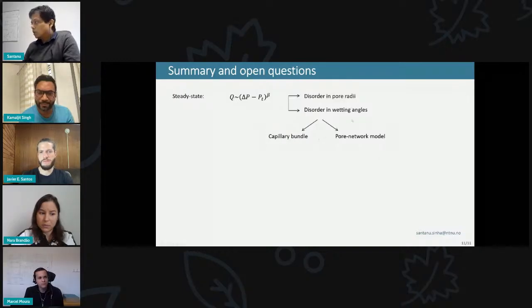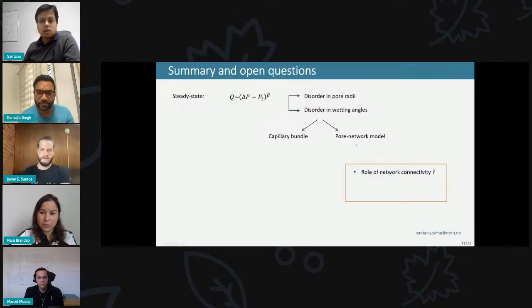And when we have a pore network, when the links interact with each other, we get a continuous variation from 1.5 to 2. And that brings up the question: what is the role of network connectivity here? Because if you give the same distribution of the pores, more connectivity in the links will give more flow rate. And also, can we do the experiments?